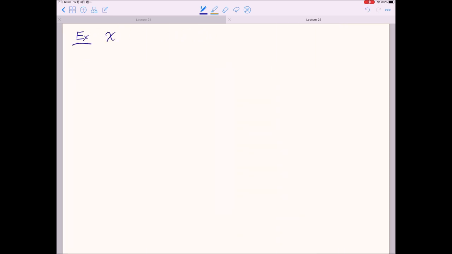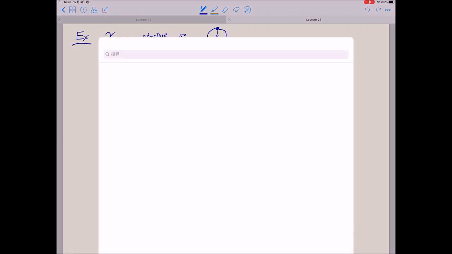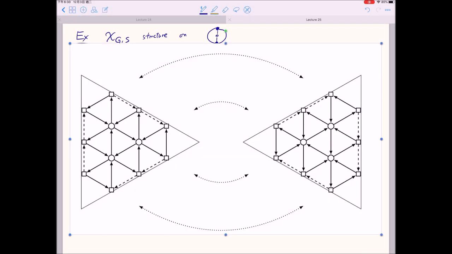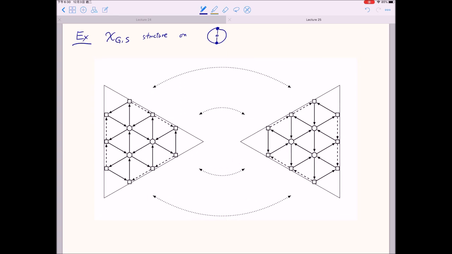So another example, which is more interesting, is the cluster variety structure on a disk with one puncture and two marked points. For this, we can build a triangulation like this. So this is a triangulation because you have one edge, two edge, three edge on the left-hand side, and one edge, two edge, three edge for the right-hand side. So this really is a triangle with two sides glued. So the picture looks something like this, right?